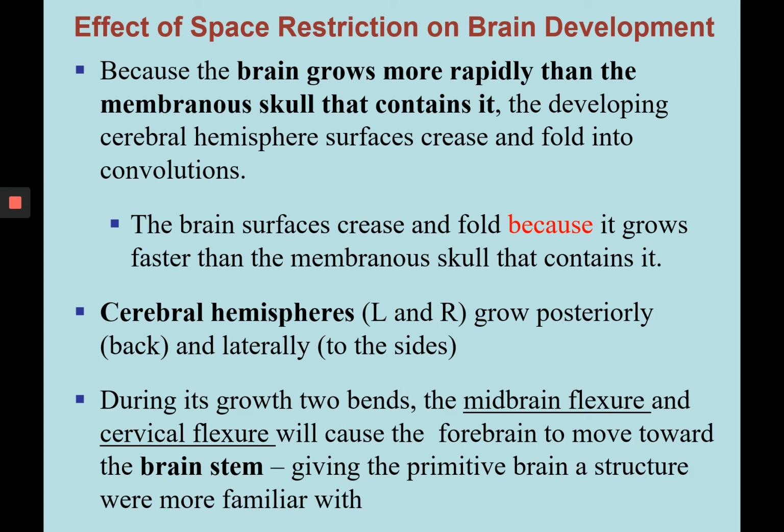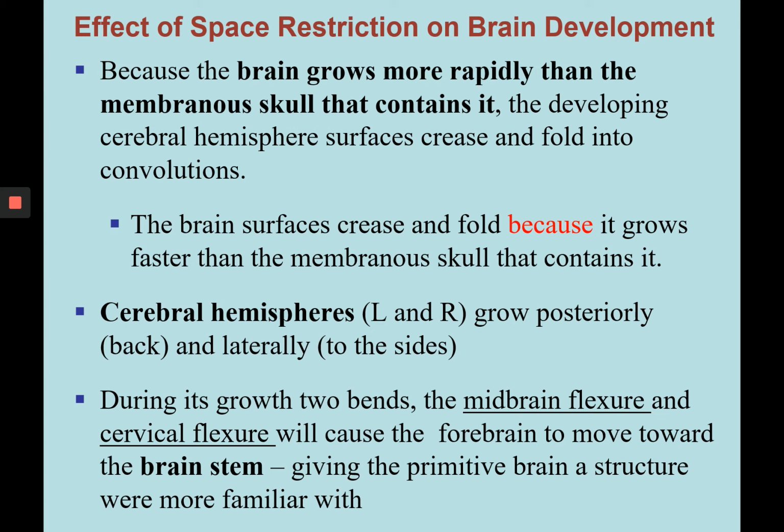Because the brain is growing more rapidly than the skull that contains it, it begins to fold or convolute in on itself. Again, this membranous brain inside the skull is not able to fit with the rate of growth of the skull, and so it folds on itself and creates sulci and gyri. That's why the cerebral hemispheres have a wrinkly appearance. The cerebral hemispheres, the left and right ones, grow posteriorly and laterally, or they grow back and then to the sides.